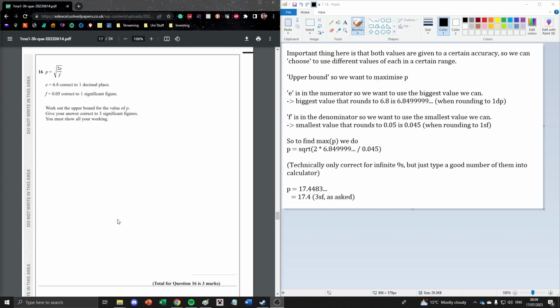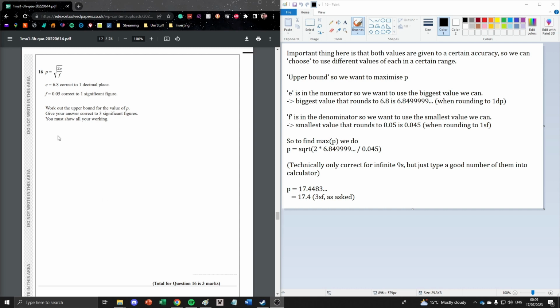So question 16 is looking both at the bounds and the accuracy of a given value. We're told that P is equal to the square root of 2e divided by f, e being equal to 6.8, correct to one decimal place, and f being equal to 0.05, correct to one significant figure. We're then asked to work out the upper bound on the value of P, correct to three significant figures.